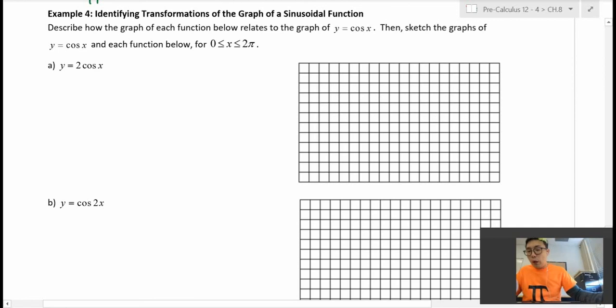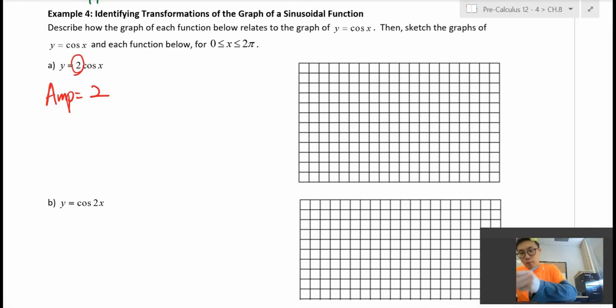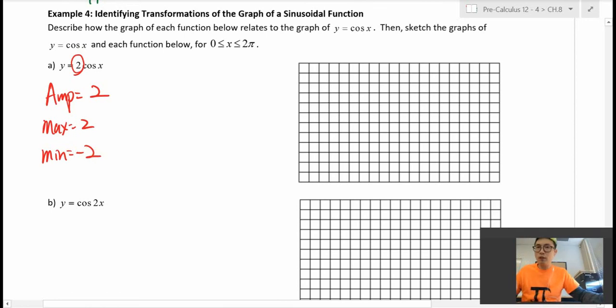Let's talk about what they are first, right? So here, the difference is that we have a value of a here. So really the difference between this and that is that the amplitude is now 2. That means vertical expansion by a factor of 2. So the maximum is now going to be at 2, and minimum is now going to be at -2. So that's the difference.